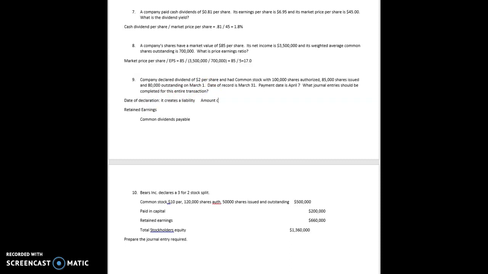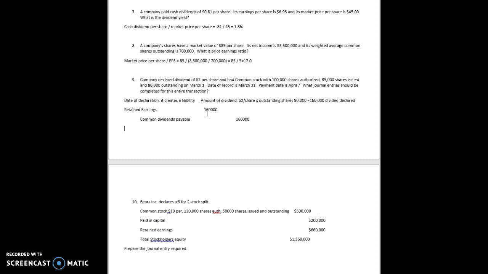All right, so the amount of the dividend is going to be $2 per share times the number of outstanding shares. Remember, outstanding is what we pay dividends off of. So we have outstanding shares of 80,000, and that means we're going to pay a $160,000 dividend that was declared. So we're debiting retained earnings down here for $160,000, and we're crediting common dividends payable for $160,000.